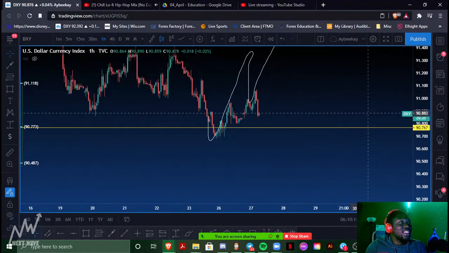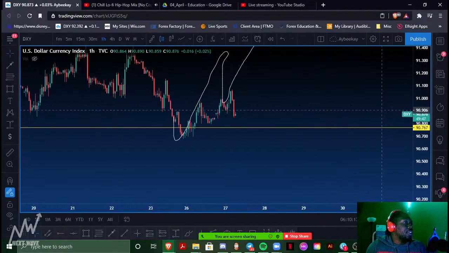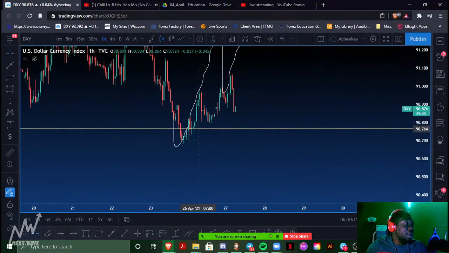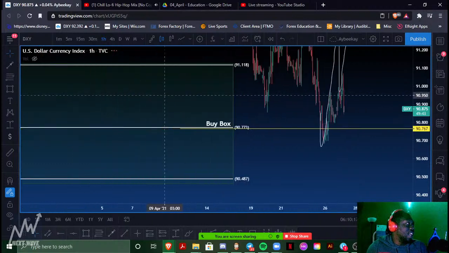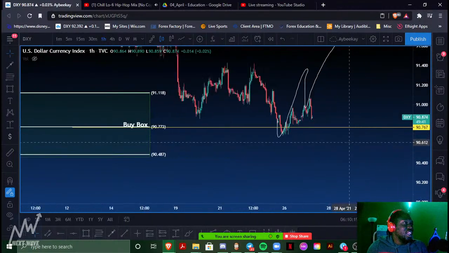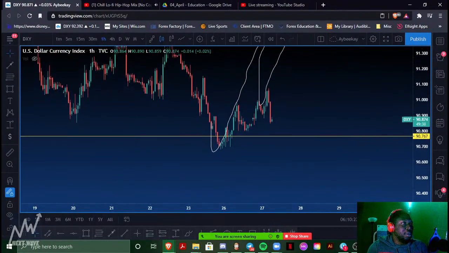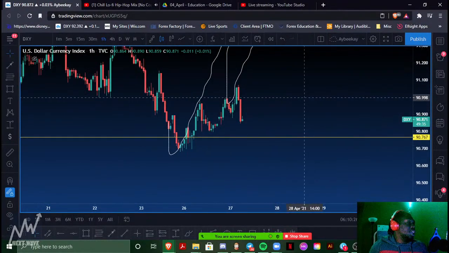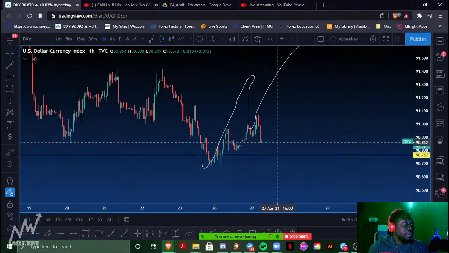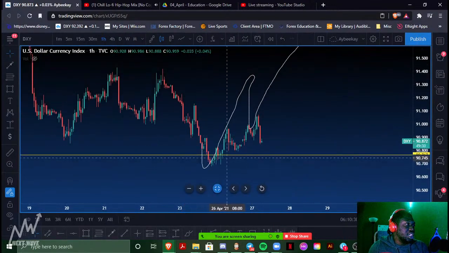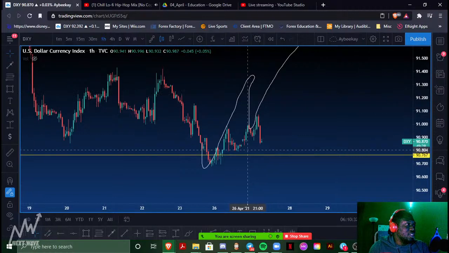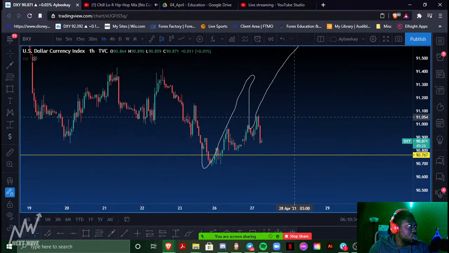Love you, man. But anyways, looking at the DXY, I like the move that it made, bouncing off of this 71% fib that I was looking at on the swing, and therefore I'm going to start looking for buy possibilities on the DXY. What I basically wanted to happen was for price to push down, which it did, and then push to the upside, then retrace, then continue to the upside.